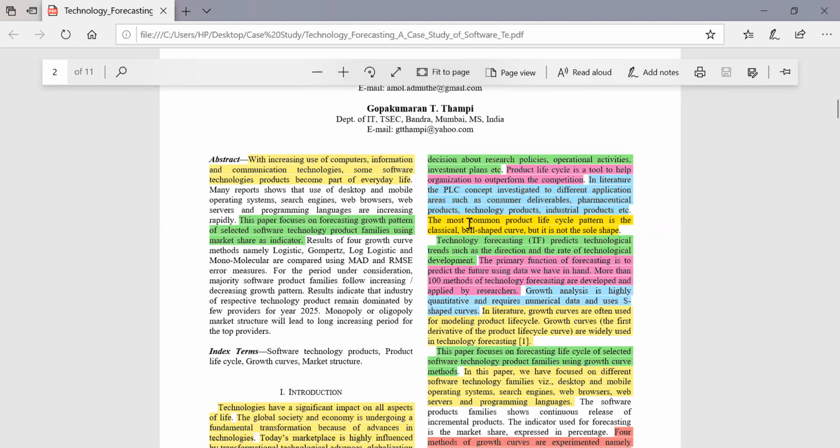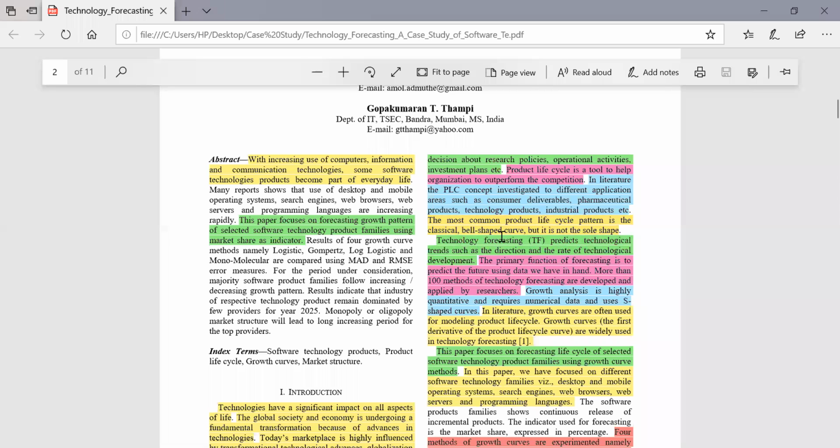From that, the most common product life cycle pattern is the classical bell-shaped curve. So we have studied the 5 phases of product life cycle. The bell-shaped curve is the most commonly used product life cycle pattern. But I told you, apart from the bell shape, there are other shapes also. Out of those, this is claimed to be the best.